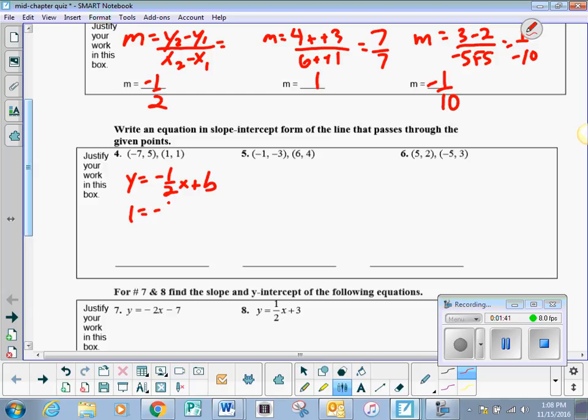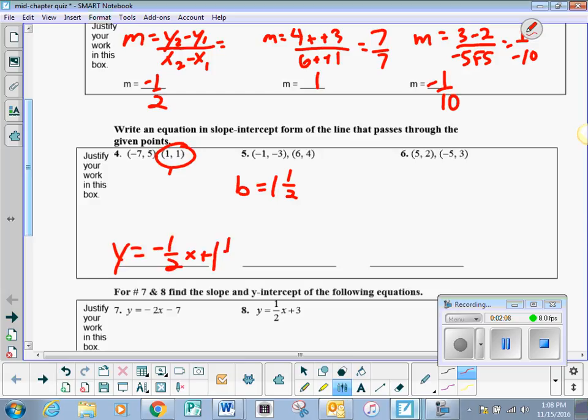So 1 equals negative 1/2 times 1 plus b. I plug in this, use that ordered pair. I get 1 equals negative 1/2 plus b. I add 1/2 to both sides, and I get b equals 1.5. So now I need to write my equation, and I get y equals mx plus b. Bada bing, bada bing.